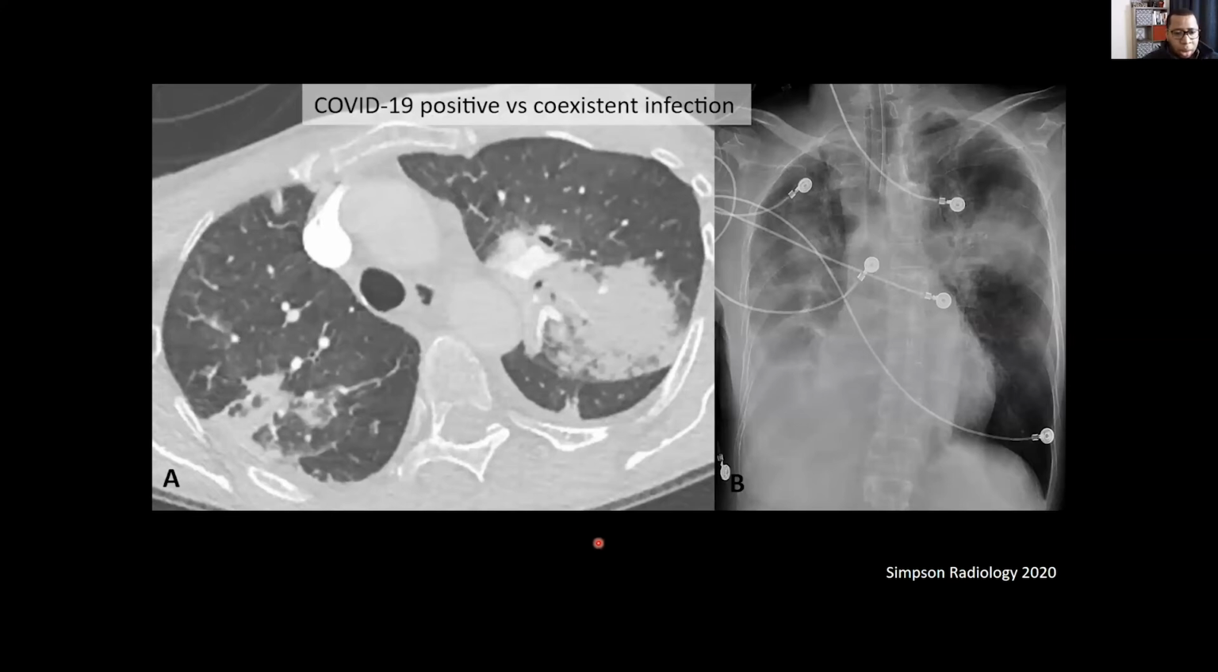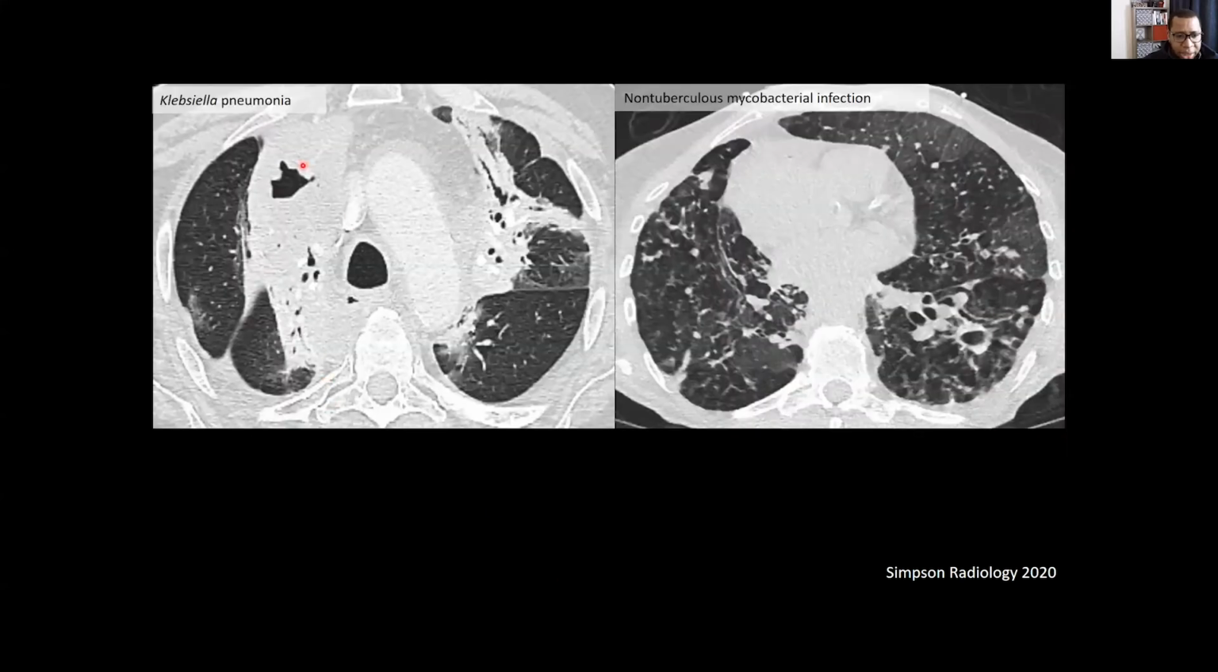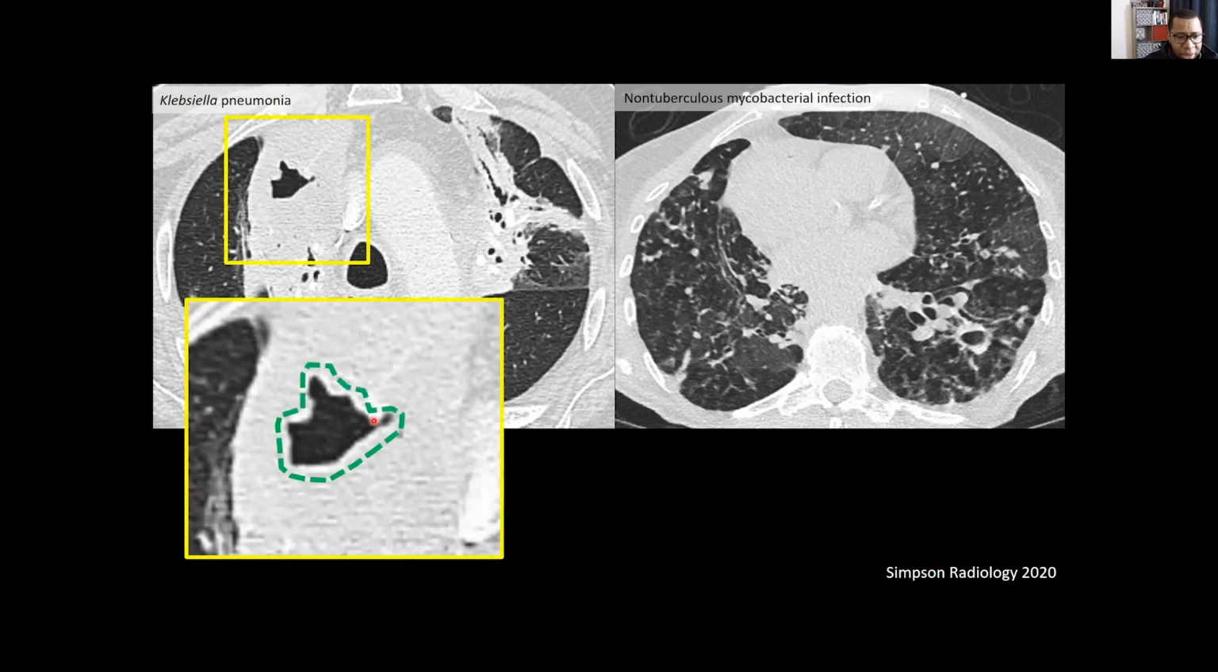So thinking about some atypical features, this is a patient who is COVID positive, but with a more focal area of consolidation. So this should make you think of coexistent infection in addition to the COVID-19 pneumonia. Another case here, extensive consolidation, and as you zoom in here, you see a cavitary lesion. This is not a typical finding of COVID-19 pneumonia.